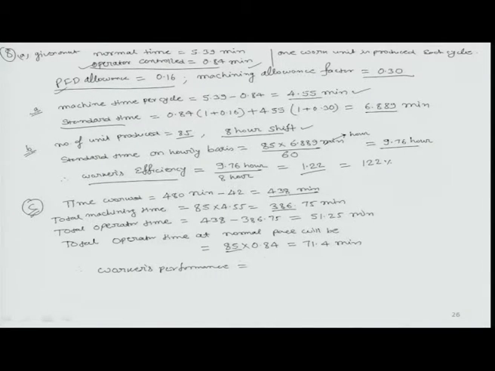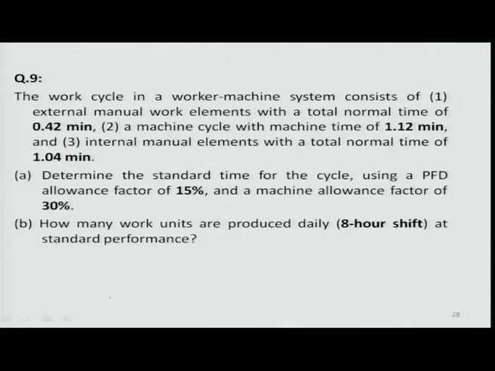Worker's performance will be equal to total operator time at normal pace, that is 71.4, divided by total operator time allotted, 51.25, which is equal to 1.393, and in percentage it will be 139.3%. Now, we move to question number 9.